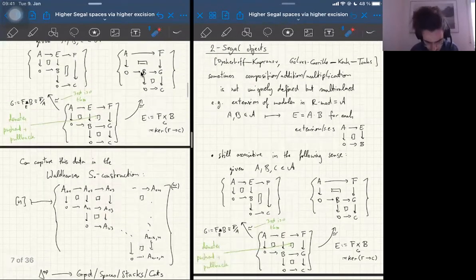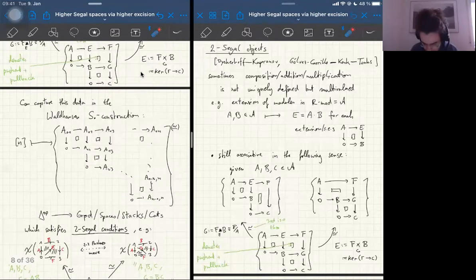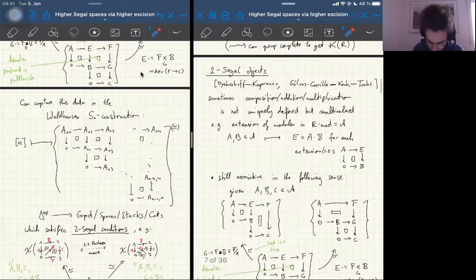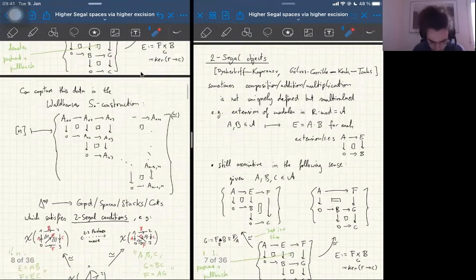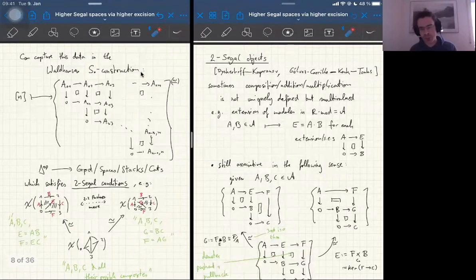If you scroll down, the point being that this data I can think of as one side of the associativity equation, this one as the other one, and there's a bijection between them, or an equivalence of groupoids depending on the context. And one can capture all this data together in the so-called Waldhausen S construction, which is a simplicial object, and the target depends a little bit on exactly what one is doing. Sometimes it goes to groupoids, to spaces, sometimes even stacks. This depends a little bit, but this is not so important.